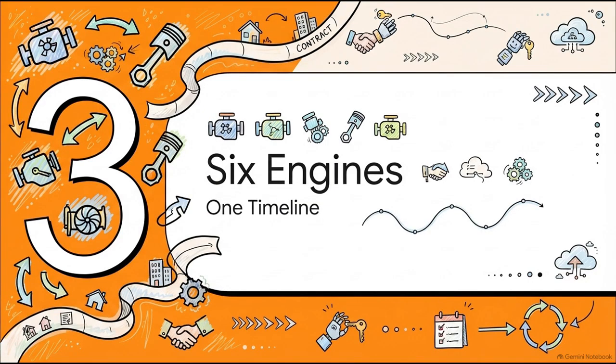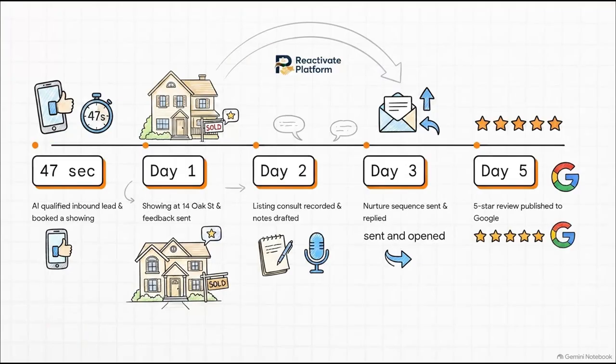Now for part 3, 6 engines, 1 timeline. This is the core philosophy of this platform. You should never, ever have to stitch together 5 different tools just to remember the status of one single client. By mapping a contact, let's call her Priya Shah, onto one shared timeline, you see her entire story chronologically.